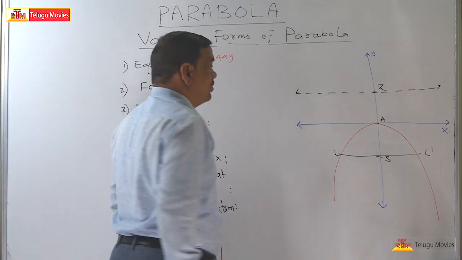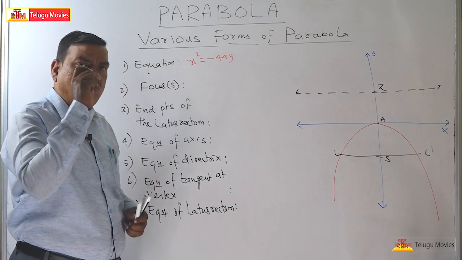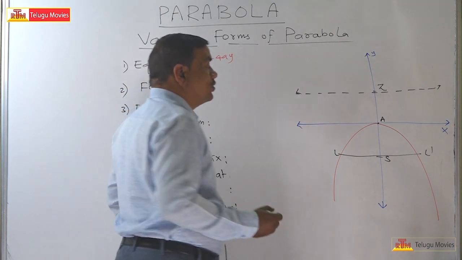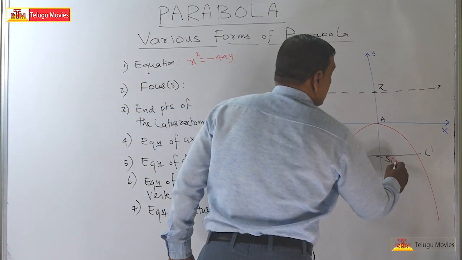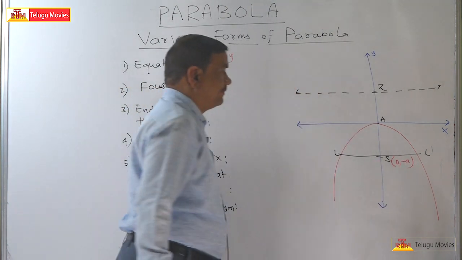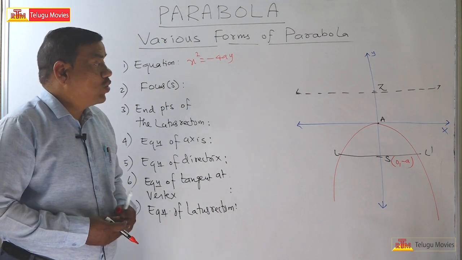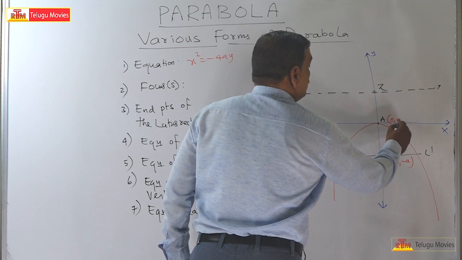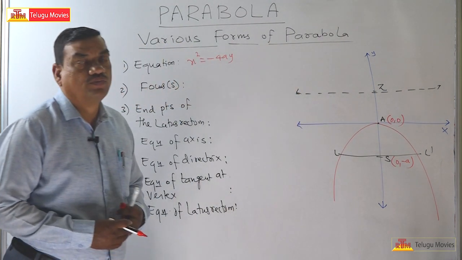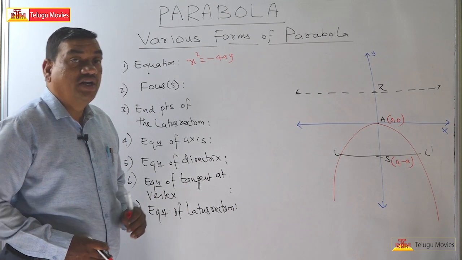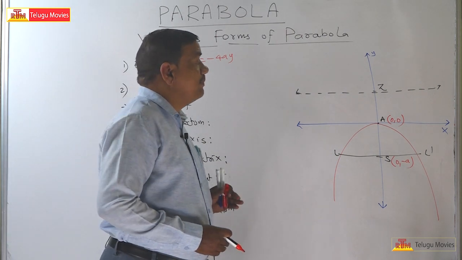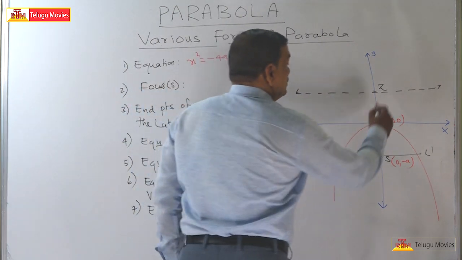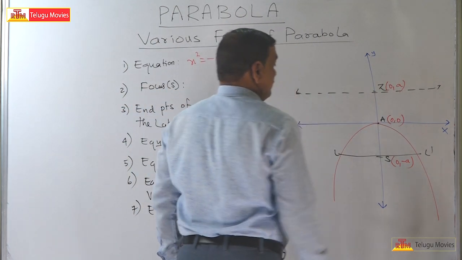So let us see all the coordinates. First one, focus. What are the coordinates of the focus? On the y-axis, this is 0 comma minus a. What are the coordinates of the vertex? This is 0 comma 0. What are the coordinates of Z? That is the foot of the perpendicular from the vertex to the directrix, Z. So this is given as 0 comma a.